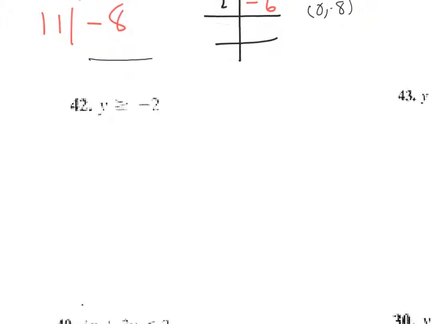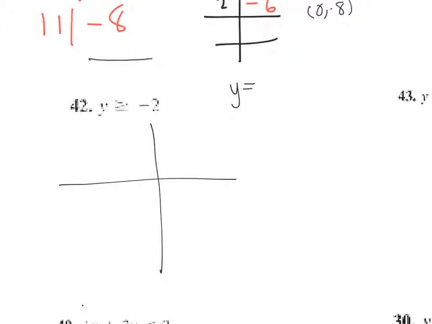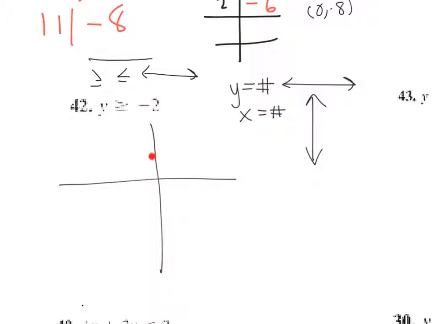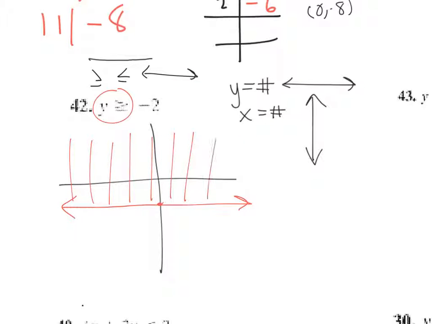So right here, this is y is greater than or equal to -2. So this is also going to be a line. If you have y equals a number, you're going to have a horizontal line with a slope of 0. If you have x equals a number, it's going to be a vertical line with a slope that's undefined. In this case, I have an inequality, and greater than or equal to or less than or equal to is going to be a solid line. So I'm going to go on the y-axis down to -2 and make a solid line. And I'm going to shade above the line. And there's my answer.